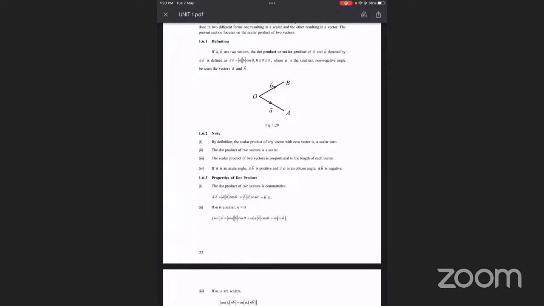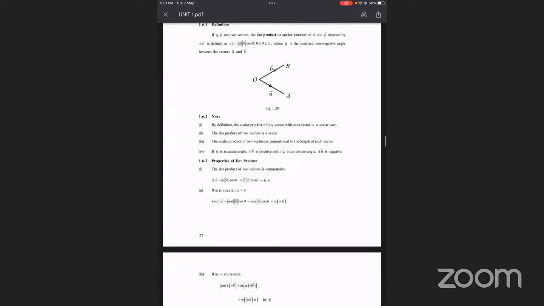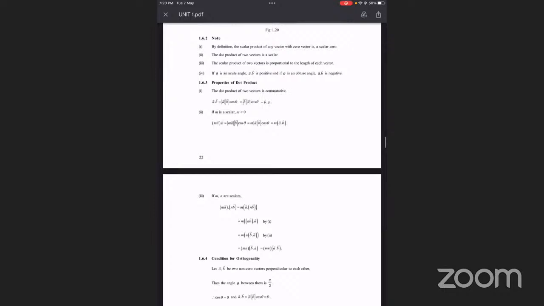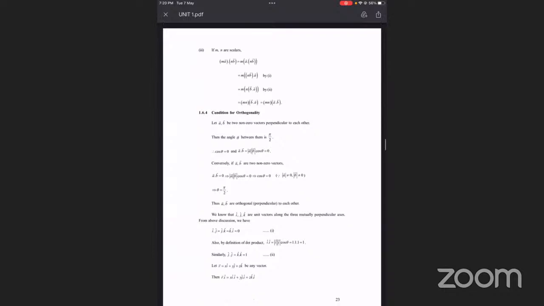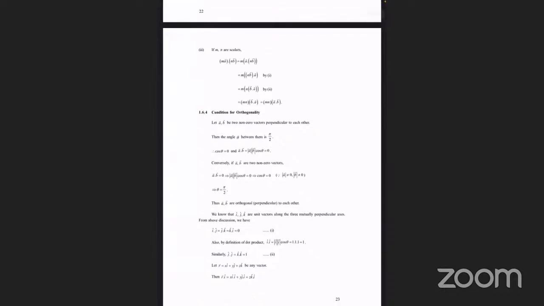Next, properties of the dot product. The main thing is the dot product satisfies the property of commutativity. That is, the dot product of two vectors is commutative. And the same, if m is a scalar, m greater than 0, these two conditions it also satisfies. Next important one is the condition for orthogonality. We also call this the condition for perpendicularity. Okay. So the condition for perpendicularity is nothing but A dot B equals 0.